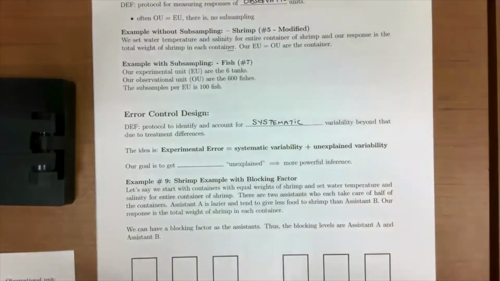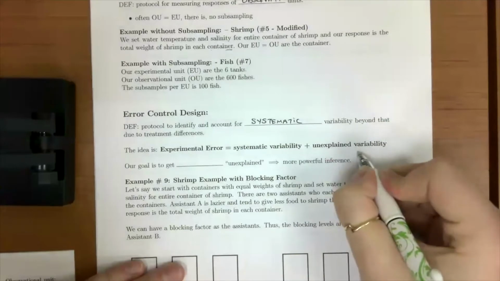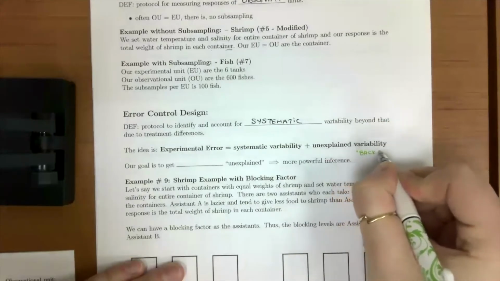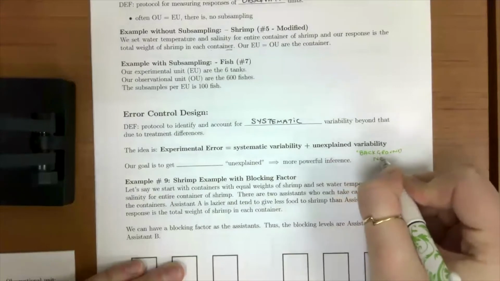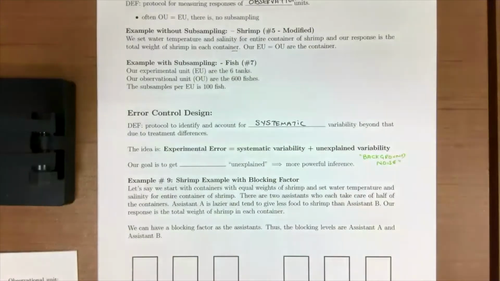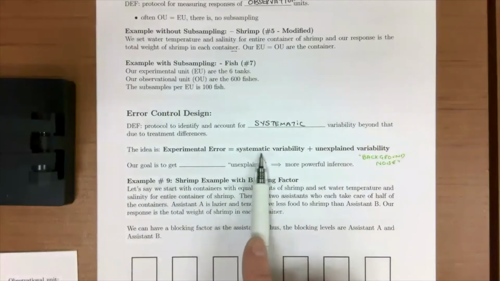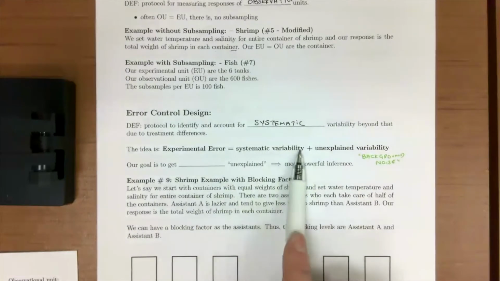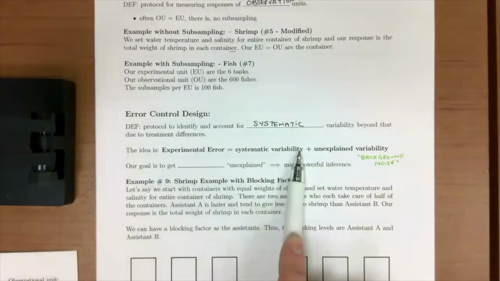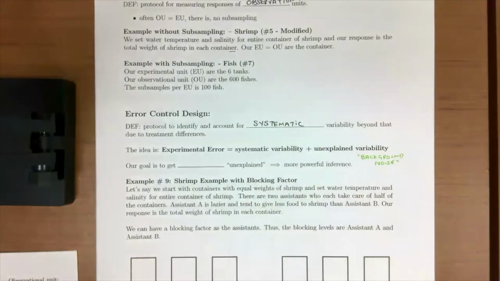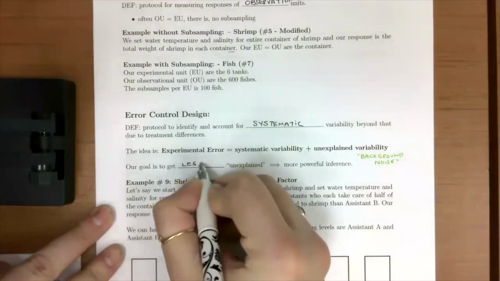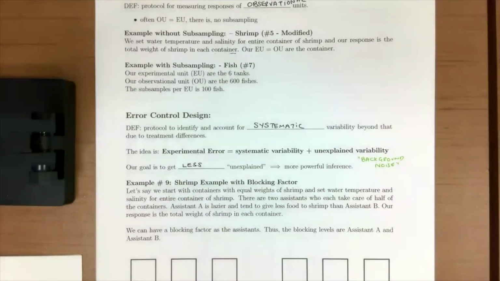This is also background noise. And reducing it is going to make more powerful inferences. So if we can explain more variability in the systematic, then we're going to have stronger inferences. In simple terms, if we can understand why things are working, we want to be able to put them in our systematic variability. The more we understand, the better our inferences. So again, our goal is to get less unexplained so we get better inferences.